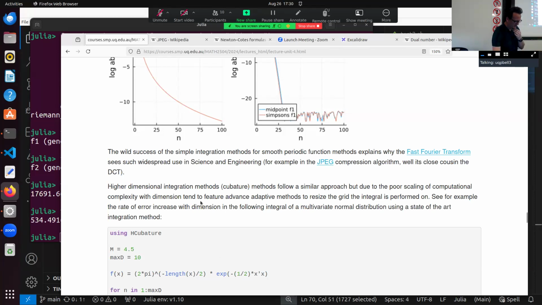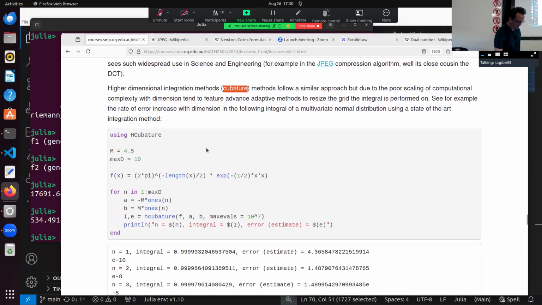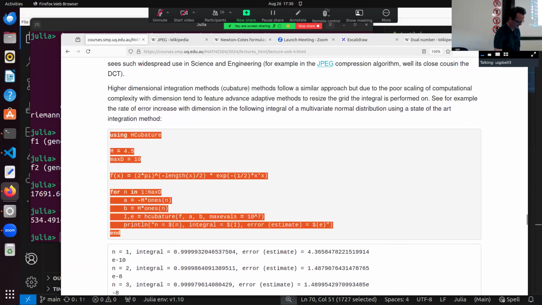So if you try and do higher dimensional integration, they tend to be called cubature methods. I have no idea why. It's one of these wonky old historical words. They call it cubature. Yeah, they actually scale incredibly badly. We've got an example of that here, and I'll show it.